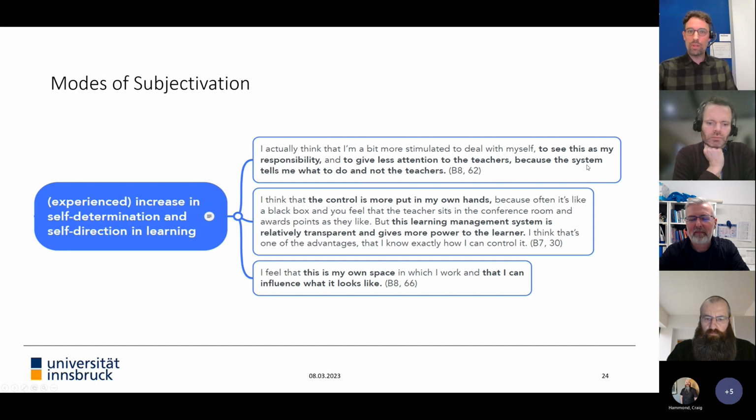Again, the student from the first example says also, I feel that it's my own space in which I work, that I can influence what it looks like. So the students believe they are now more responsible for their learning and even more self-directed in learning.